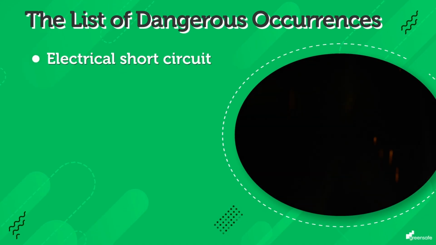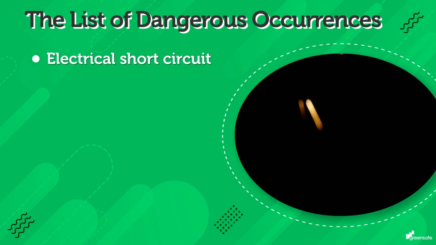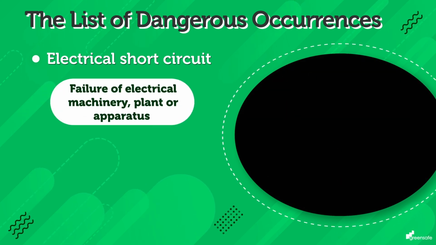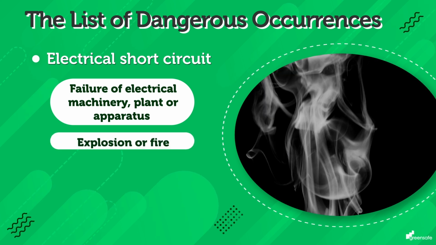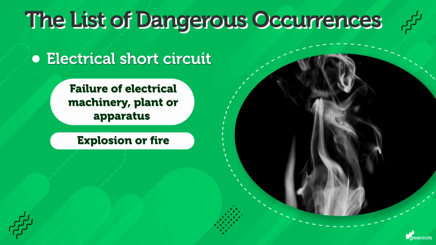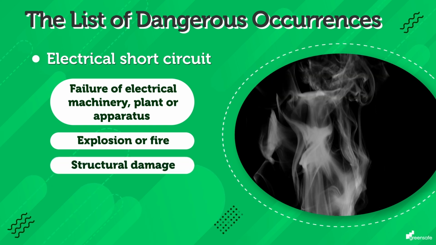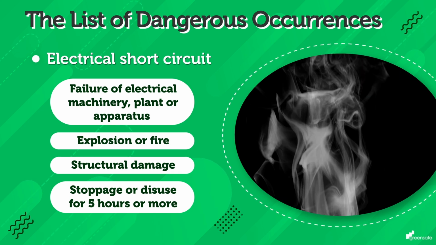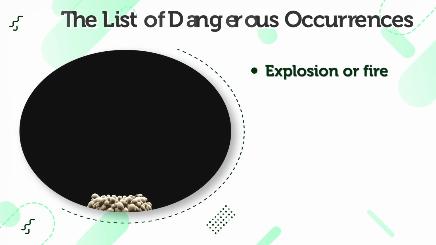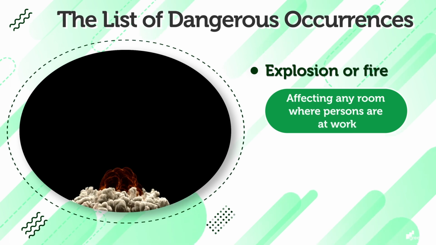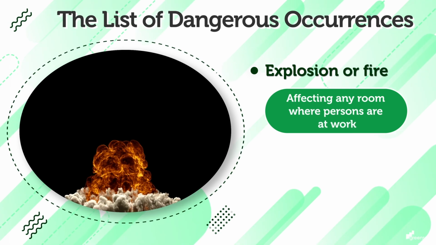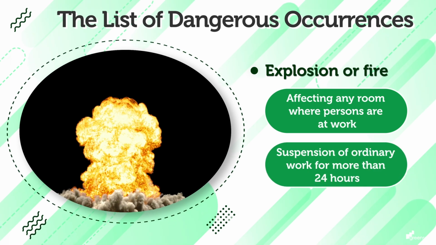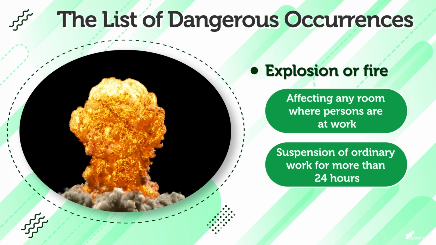3. Electrical short circuit. This type of incident also encompasses the failure of electrical machinery, plant, or apparatus, with a failure generally causing an explosion or fire. In other cases, there is often some structural damage resulting in stoppage or disuse for 5 hours or more. 4. Explosions or fires. These incidents are especially serious when they affect any room in which persons are at work. It causes complete suspension of ordinary work for more than 24 hours.